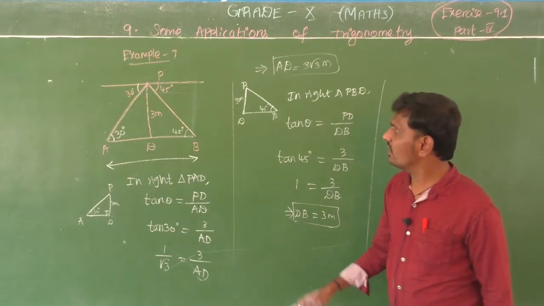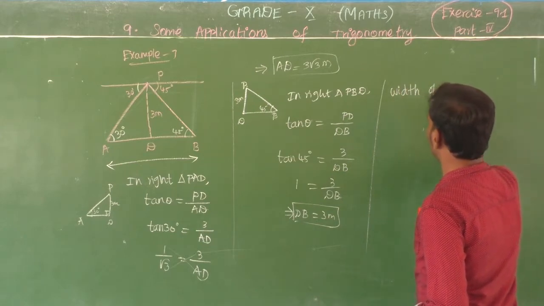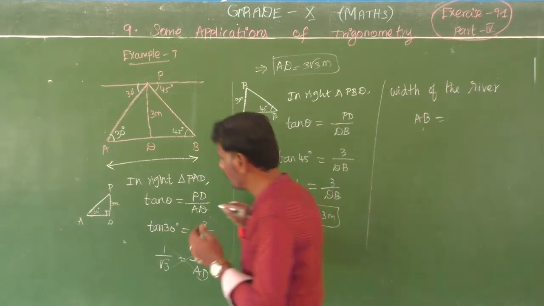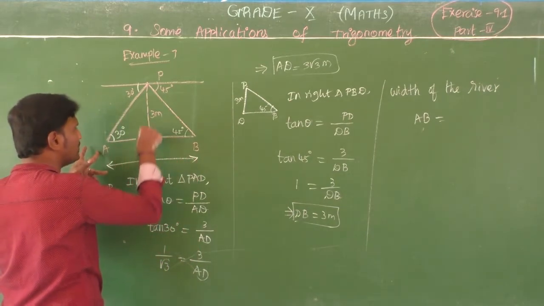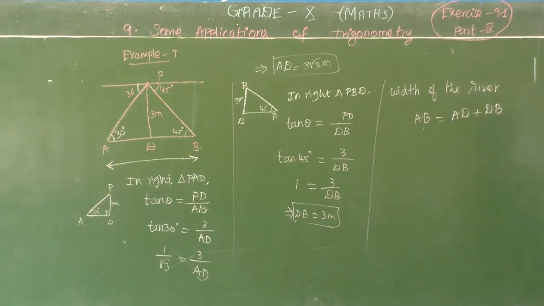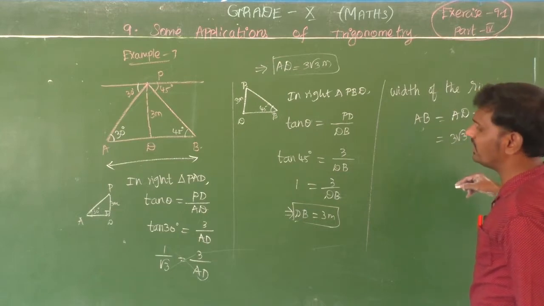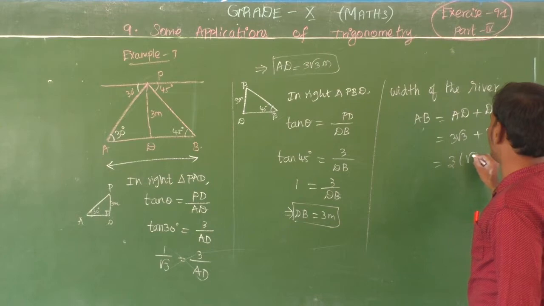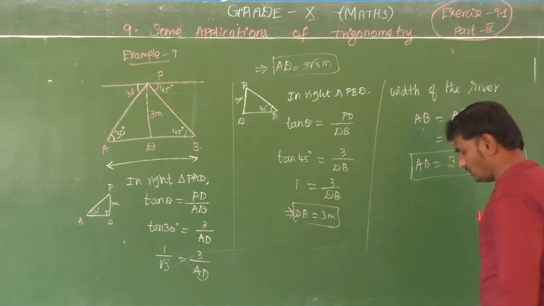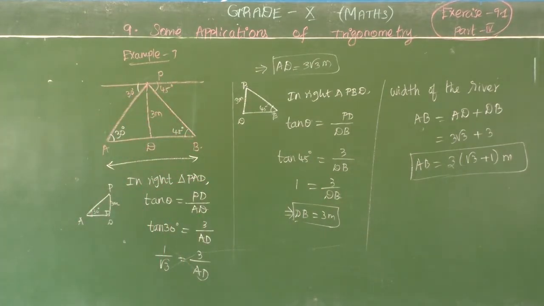Before that we found AD, and now DB. Now what am I going to do? The width of the river. The width of the river AB is equal to AD plus DB. Now AD is 3 root 3 and DB is 3. Here 3 is common, so taking it outside we get 3 into root 3 plus 1 meters. So the width of the river is 3 into root 3 plus 1 meters. Have you got it, children?